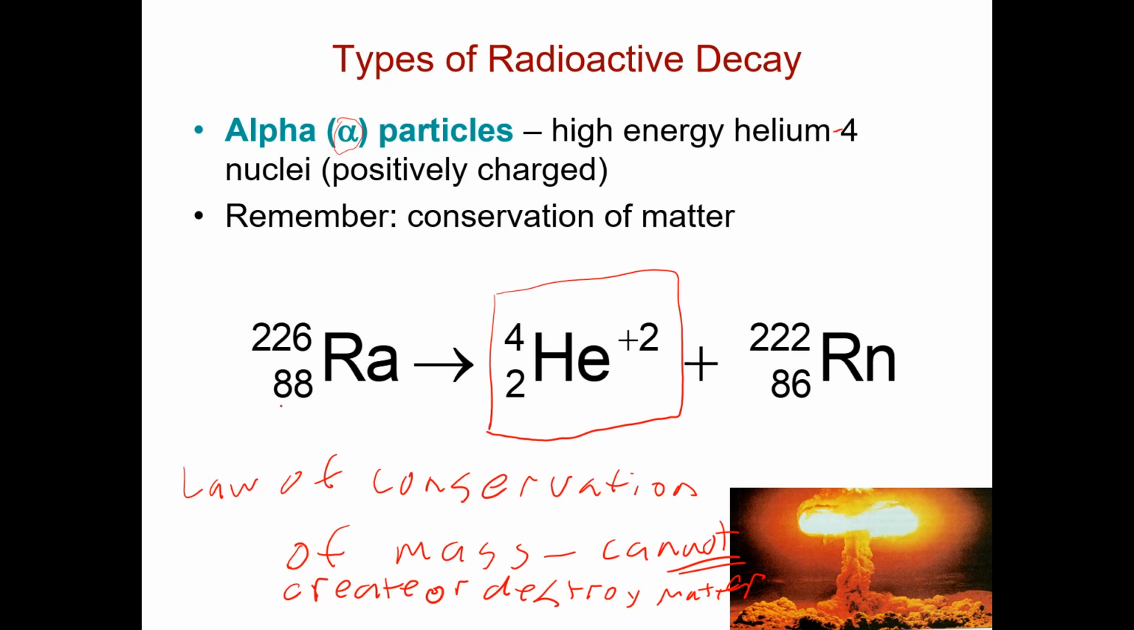So if we have 88 protons on the left side of our equation, and we've got 2 here, then we can only have 86 left, because 2 plus 86 would give us 88. So if I take 88 minus 2, that gives me 86 protons left. And if I take 226 minus 4, that gives me 222 protons and neutrons, or our mass number there. And then if I look up 86 on the periodic table, I find that that is radon.